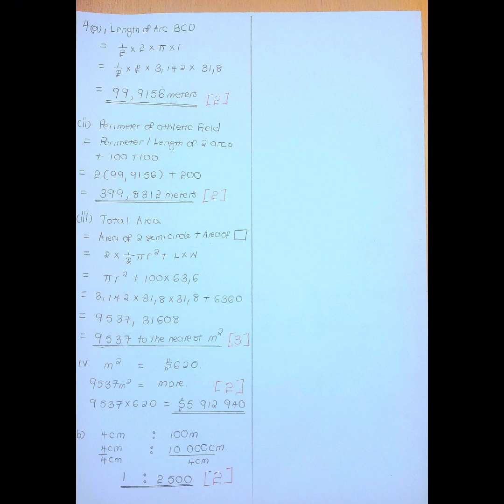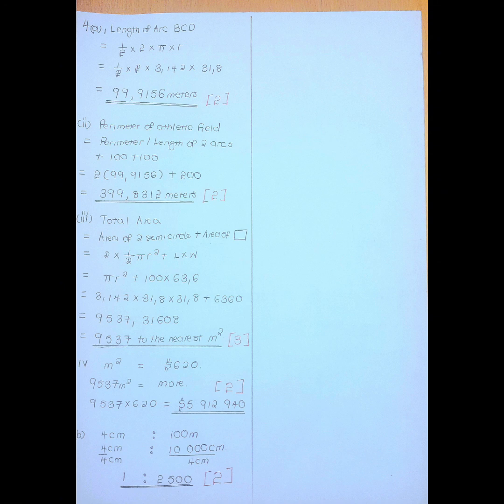And then part 4, the cost of covering the whole athletics field with grass, if it costs $620 per square meter. So here again, we just need to apply proportion. If 1 square meter is equal to 620, what about 9,537? It is going to be more. So we say 9,537 times 620 in order to get $5,912,940.